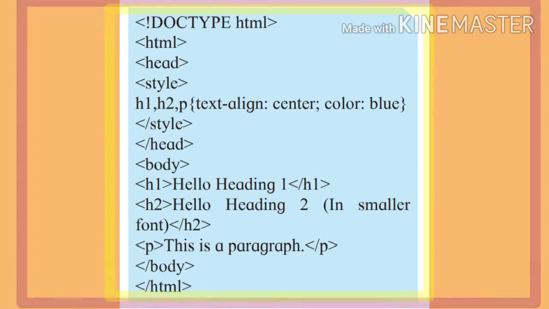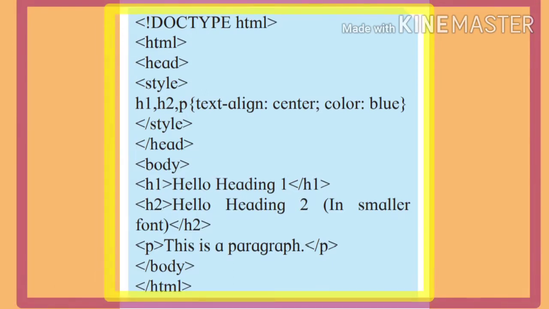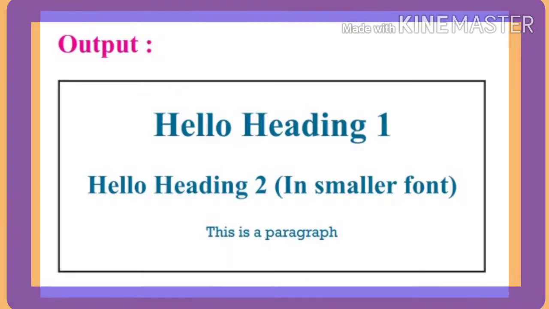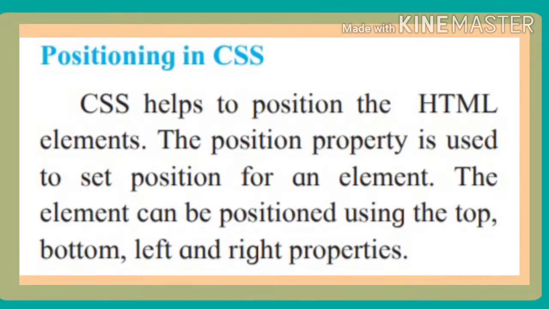Let's see the example. Here the group of 3 selectors H1, H2 and P is used by using the style tag within the head section with the common declaration block having the 2 properties text align equal to center and color equal to blue. When you execute this program on the browser, you will get the output where the content of all these 3 elements H1, H2 and P have the same effects, text align equal to center and color equal to blue. Now we discuss positioning in CSS.